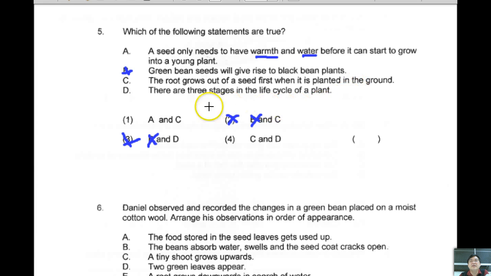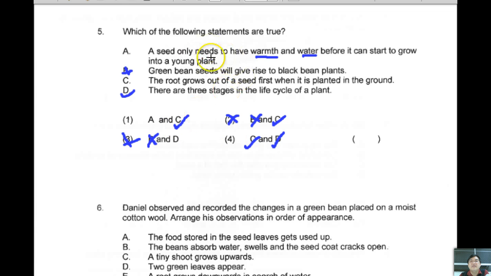Now let's take a look here. There are 3 stages in the life cycle of a plant. This is correct. Anything with D is correct. Okay, this is definitely correct. Now the roots grow out of the seed when it is planted in the ground is correct, right? So look here. This is correct. This is correct. This is correct.